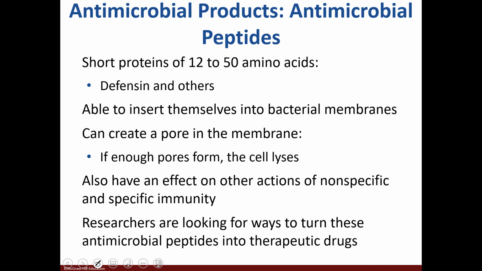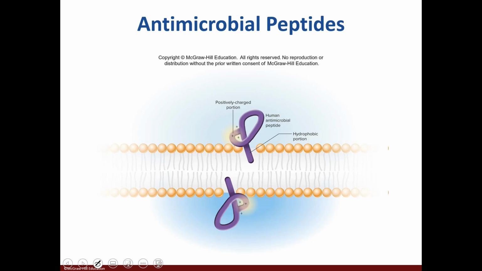Antimicrobial peptides are comprised of up to 50 amino acids. They, like MAC, insert themselves into the cell membrane, forming an opening, and cause lysis of the cell. These products are being researched in how to utilize them in treating drug-resistant infections. Here we can see the antimicrobial peptides compromising the integrity of the cell membrane.